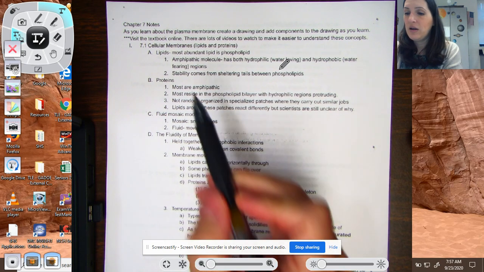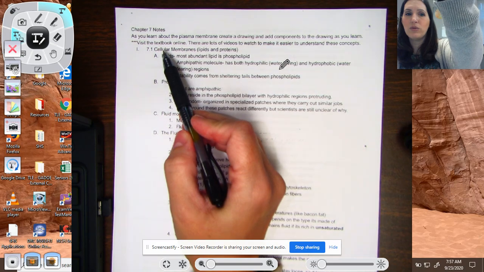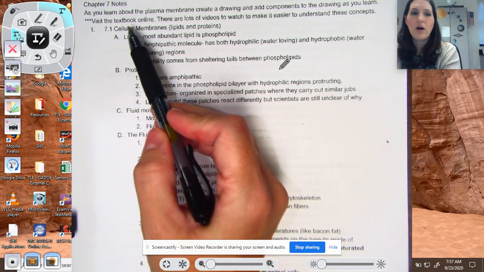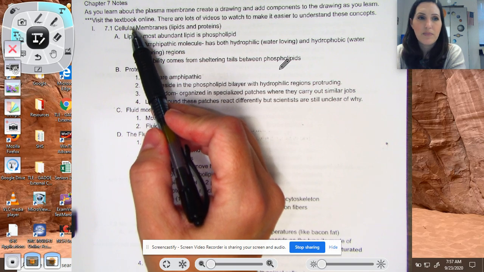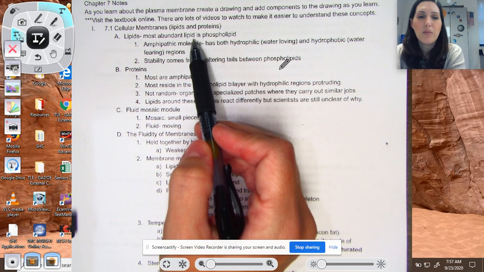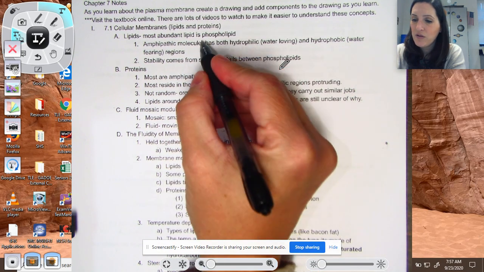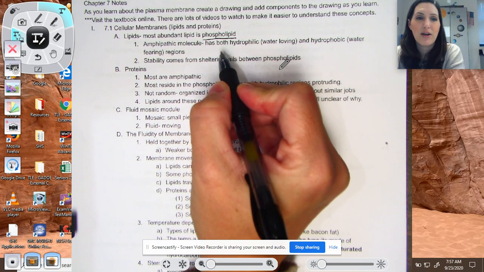Again, make sure you go online and look at the videos and the concepts that the book teaches. Those online videos are great. The cell membrane is made out of lipids and proteins. The most abundant lipid is the phospholipid. So you are just a bunch of fat, which I find funny.